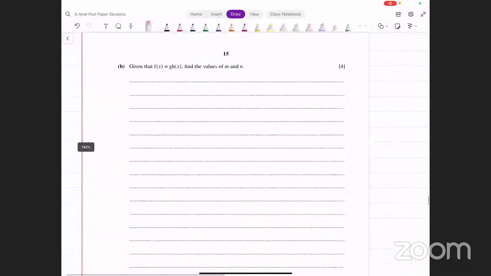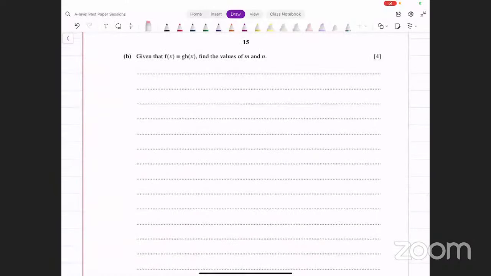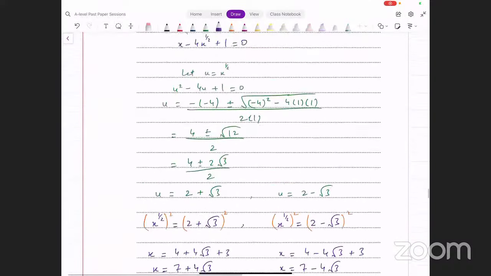Let's look at the next part. It says f of x equals gh of x. Find the values of m and n. Okay, now let's look at the functions again.